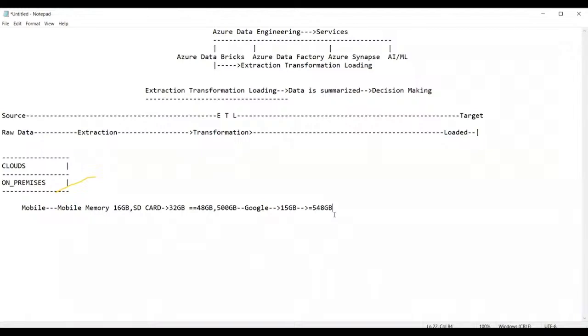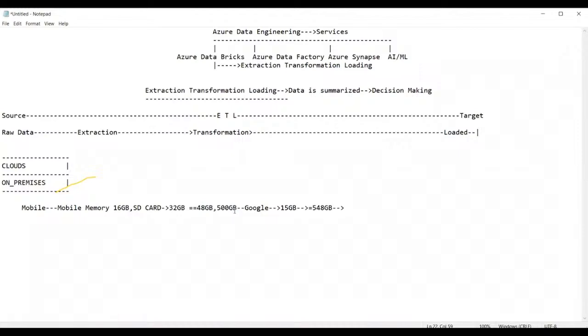Now, one fine day, I lost my mobile phone, guys. My query is that when I lose my mobile phone, I could not trace it. I have to buy a new mobile phone, hence I bought a new one. Now, once you bought a new mobile phone, guys, please tell me, can you recollect this 48 GB? Can you recollect this 500 GB memory or not?